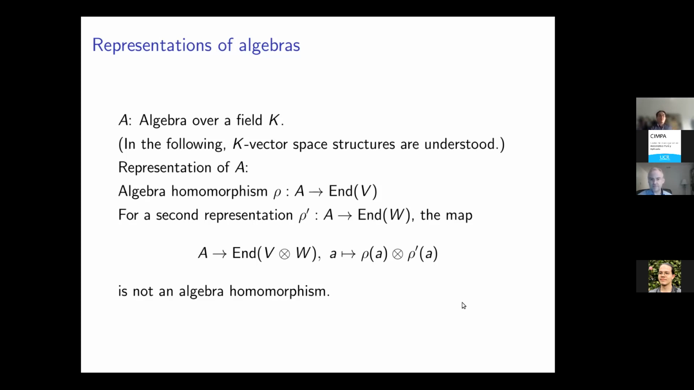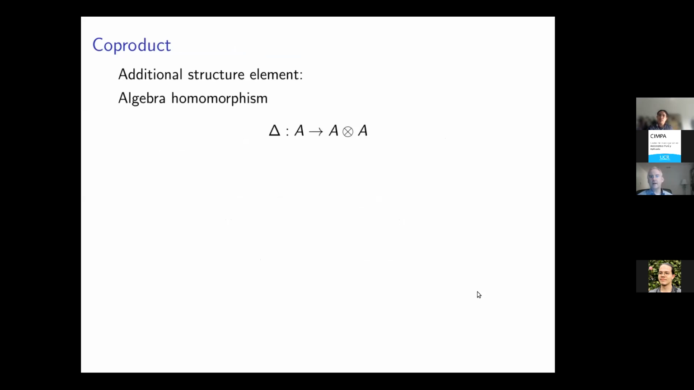for similar reasons. So for a general algebra, you cannot form the tensor representations in this way. What you rather need for an algebra is an additional structure element, and this structure element is called the coproduct. The coproduct is an algebra homomorphism from A to A tensor A, whereas when I write here A tensor A and say this is an algebra homomorphism, it is understood that A tensor A carries the so-called canonical algebra structure where the tensor factors are being multiplied component-wise. So this is how the algebra structure is there.